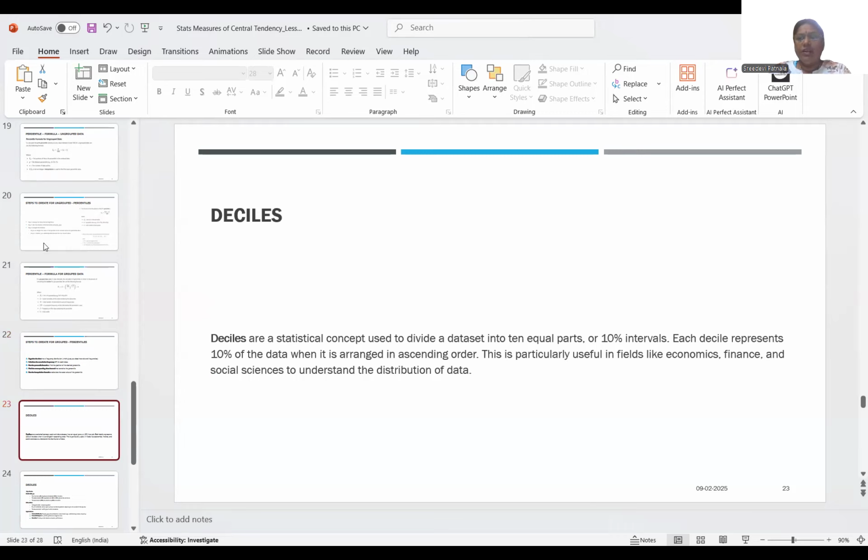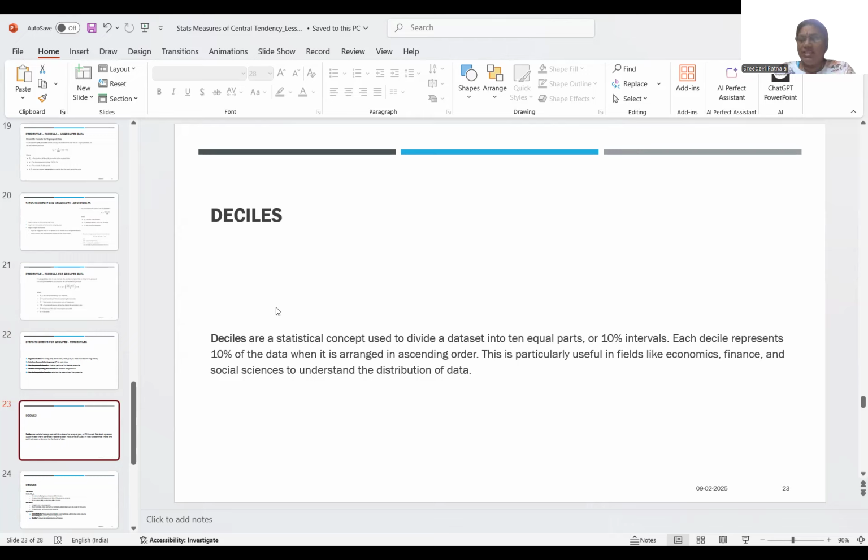Next comes your final topic in the measures of central tendency, which is deciles. Again, we spoke about quartiles, and we spoke about percentiles, which divide data into 100 parts. When it comes to deciles, it's 10 parts. Basically 10th, 20th, 30th, like that, you divide into 10 parts. That is nothing but deciles. Deciles are a statistical concept used to divide a data set into 10 equal parts or 10% intervals. Each decile represents 10% of the data.